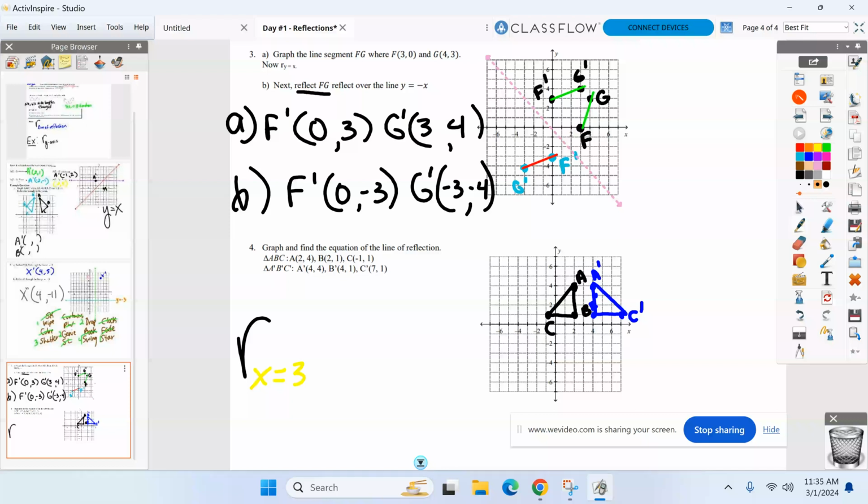Okay, remember, graph means graph. It's not optional. And on graph paper tonight.